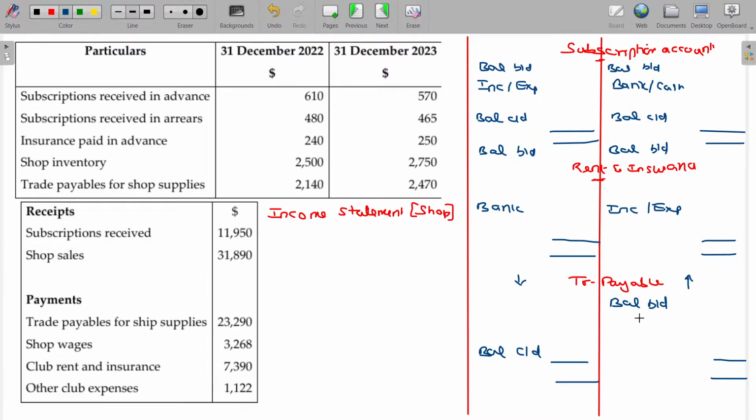What increases the amount payable to them? Purchases. That took credit purchases. Once you make the payment to them, the amount payable to them reduces. Should be posted on the other side.